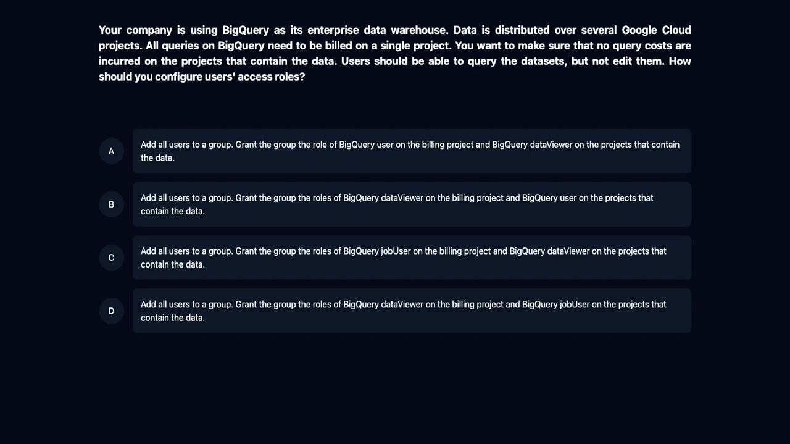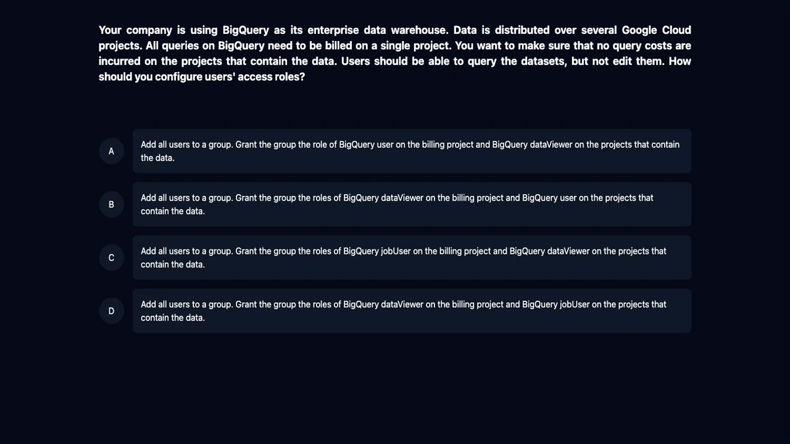Option A. Add all users to a group. Grant the group the role of BigQuery user on the billing project and BigQuery data viewer on the projects that contain the data. Option B. Add all users to a group. Grant the group the roles of BigQuery data viewer on the billing project and BigQuery user on the projects that contain the data.